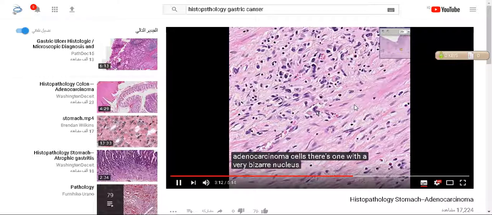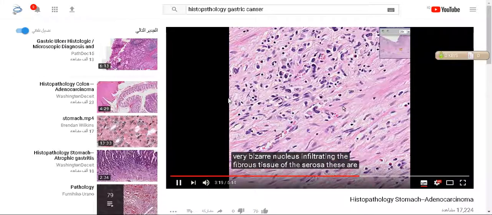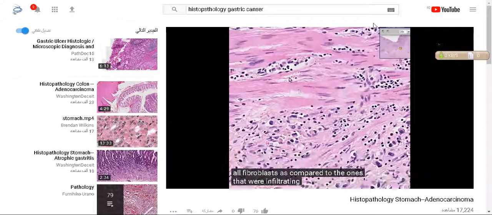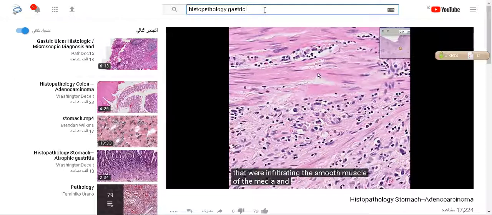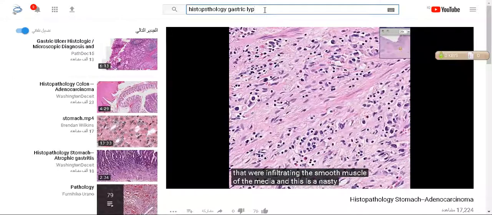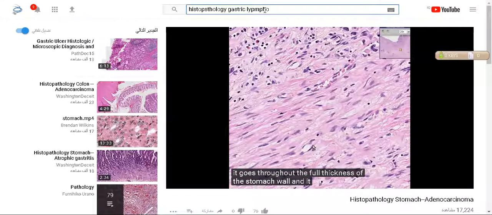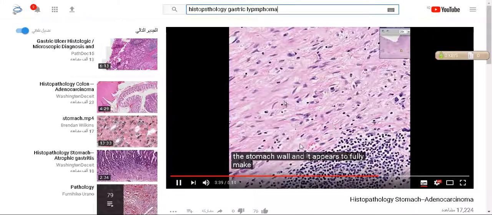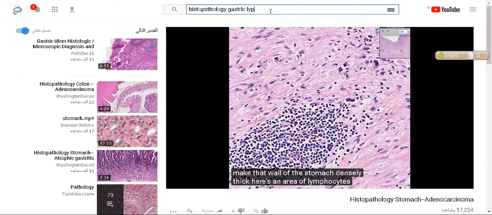There's one with a very bizarre nucleus infiltrating the fibrous tissue of the serosa. These are all fibroblasts, as compared to the ones that were infiltrating the smooth muscle of the media. And this is a nasty tumor. It goes throughout the full thickness of the stomach wall, and it appears to fully make that wall of the stomach densely thick. Here's an area of lymphocytes.